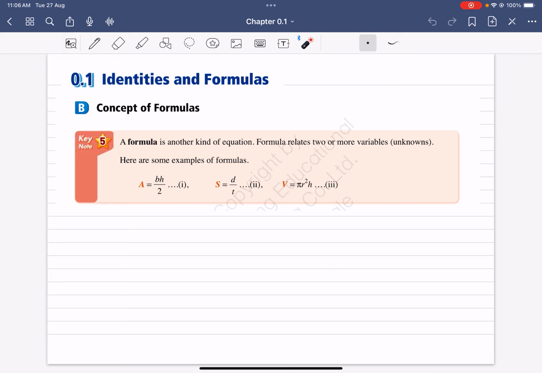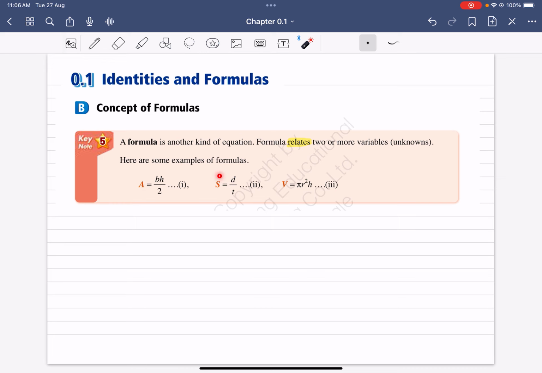So the other concept is formula. A formula tries to relate some variables, two or more variables, and you want to express the relationship in a formula like this. The first one, A equals bh over 2, then you can sense it like that. The b is the base, and then this is the height over 2. So it's something like the area of a triangle. The capital letter A is the area of a triangle.